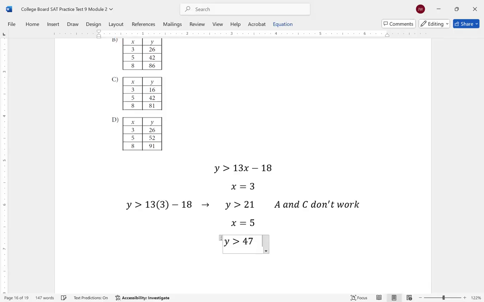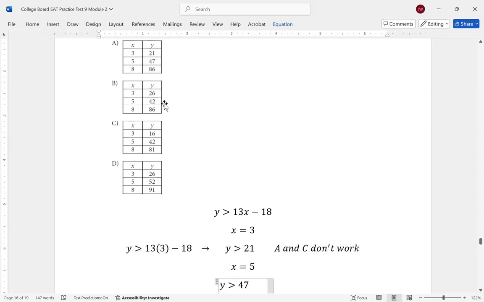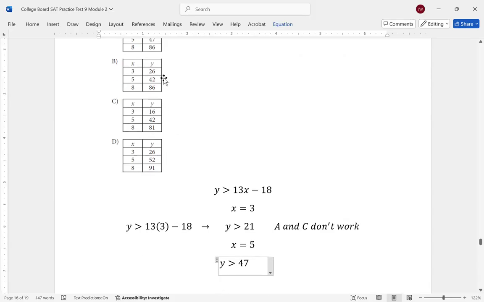By the way, since A and C don't work, I can ignore A and C, and I can look at B and D. Notice that when we plug in 5 in the B spot, we get a 42. 42 is not greater than 47, so B does not work. But D does. So D works.